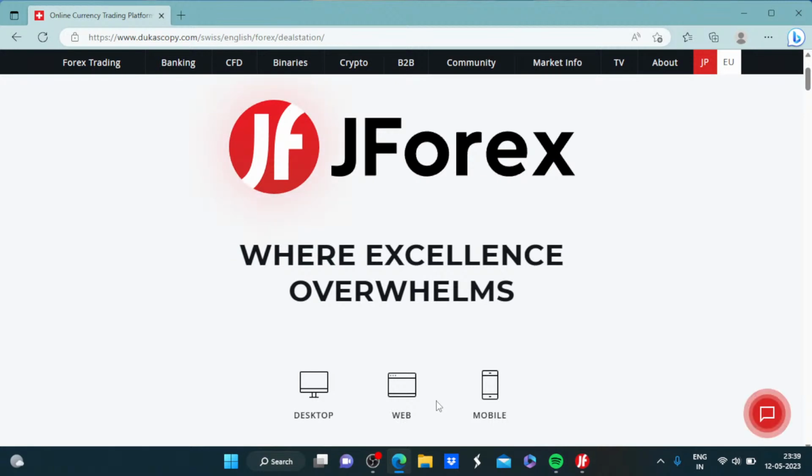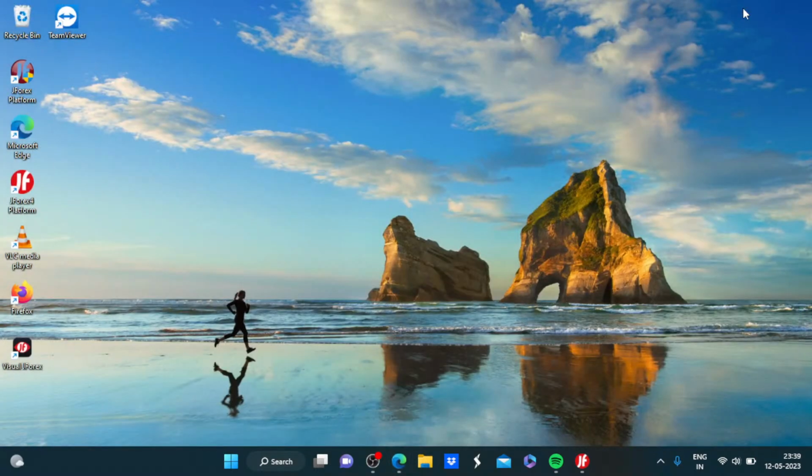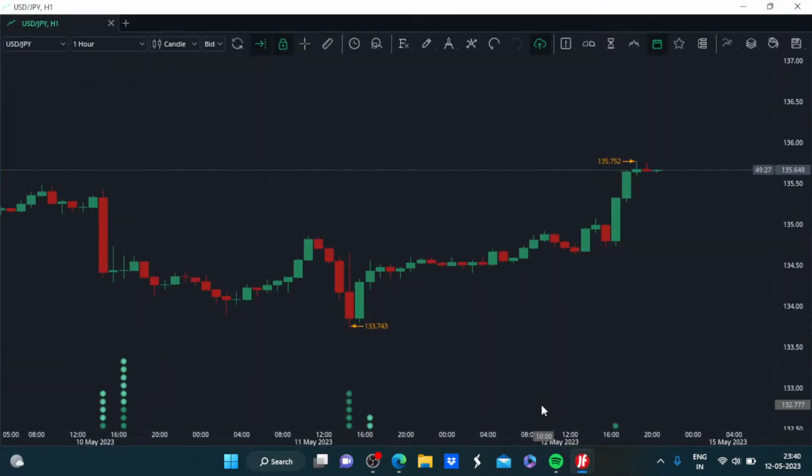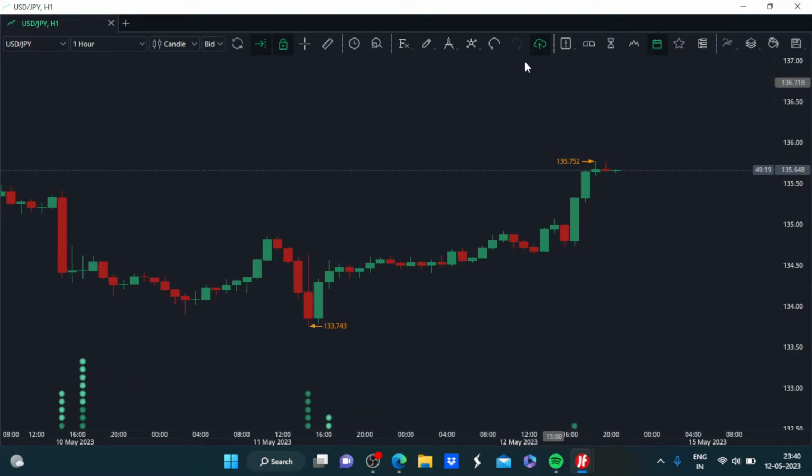So let us now head to the JForex 4, the newly released trading platform from the Dukascopy Bank SA. This is the USD JPY chart with each candle period defined at hourly. To add this indicator, all you have to do is a quick search. If you simply type in the name Darvas, you will come across this indicator. Here it is, Darvas box.